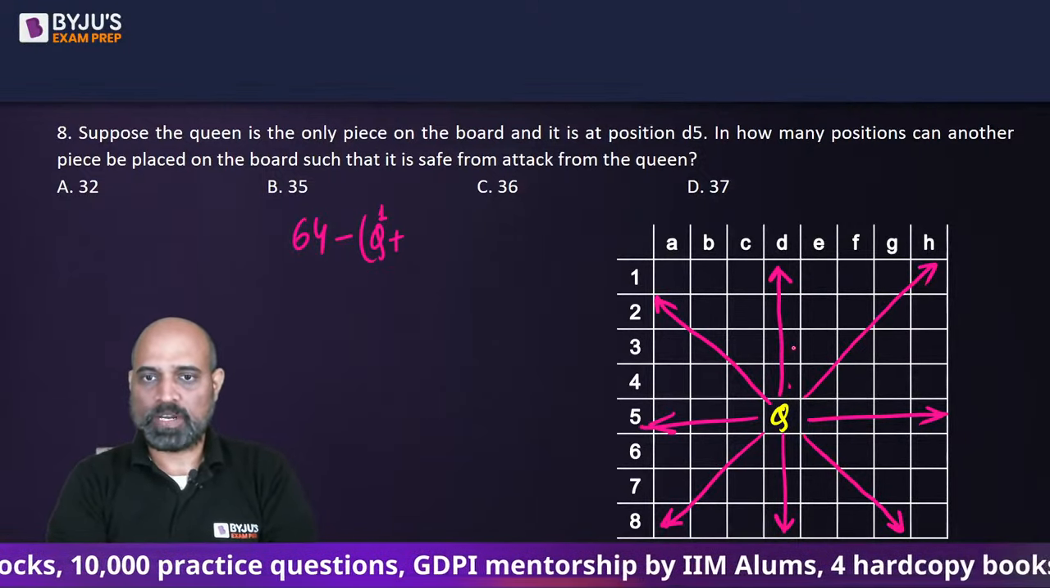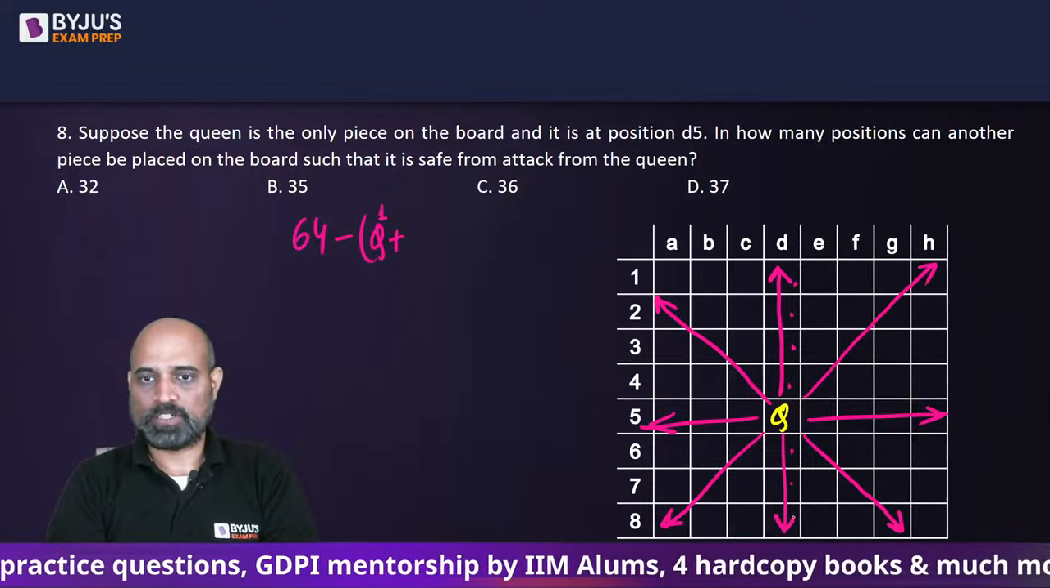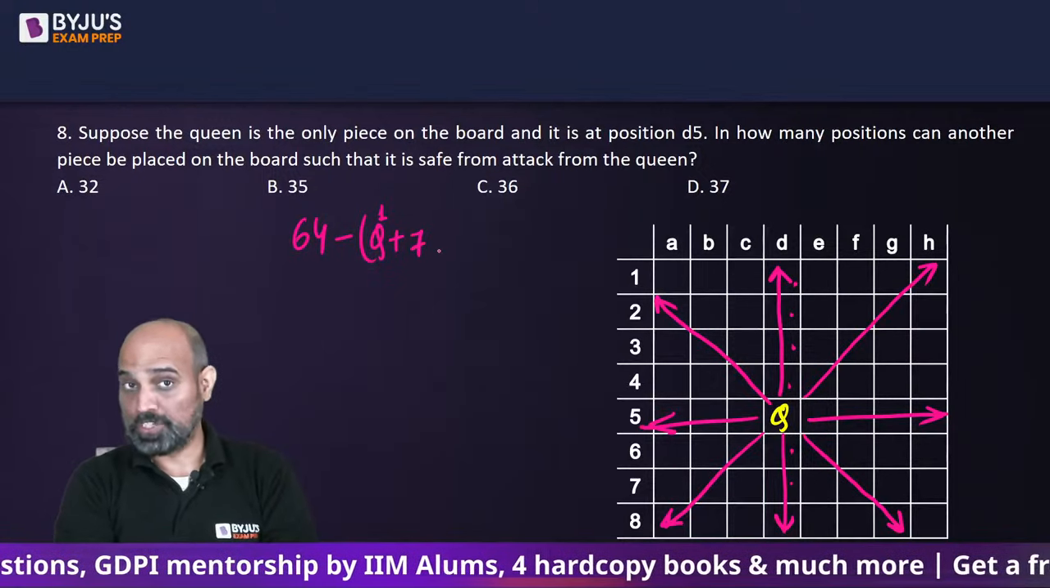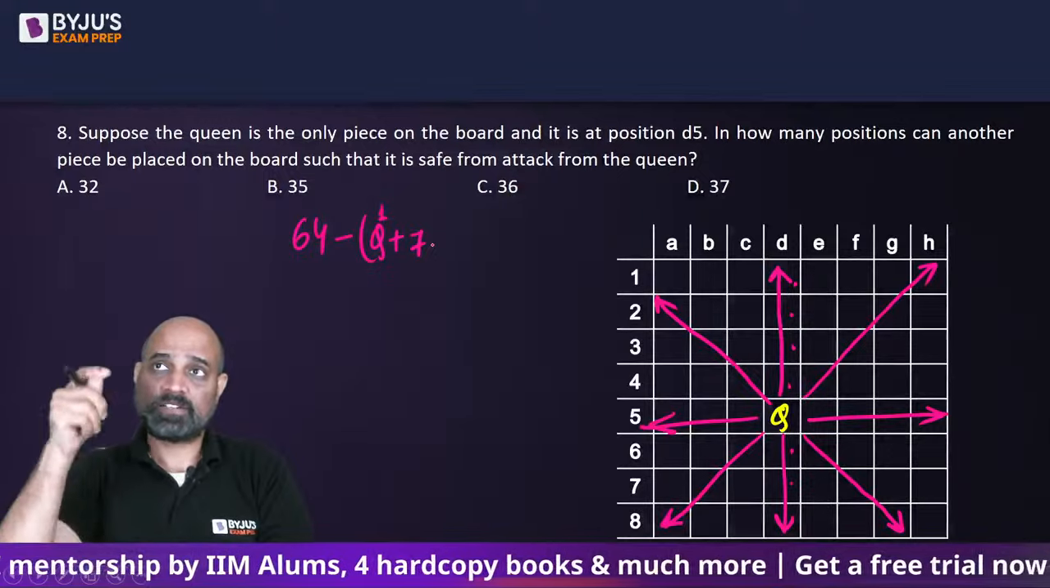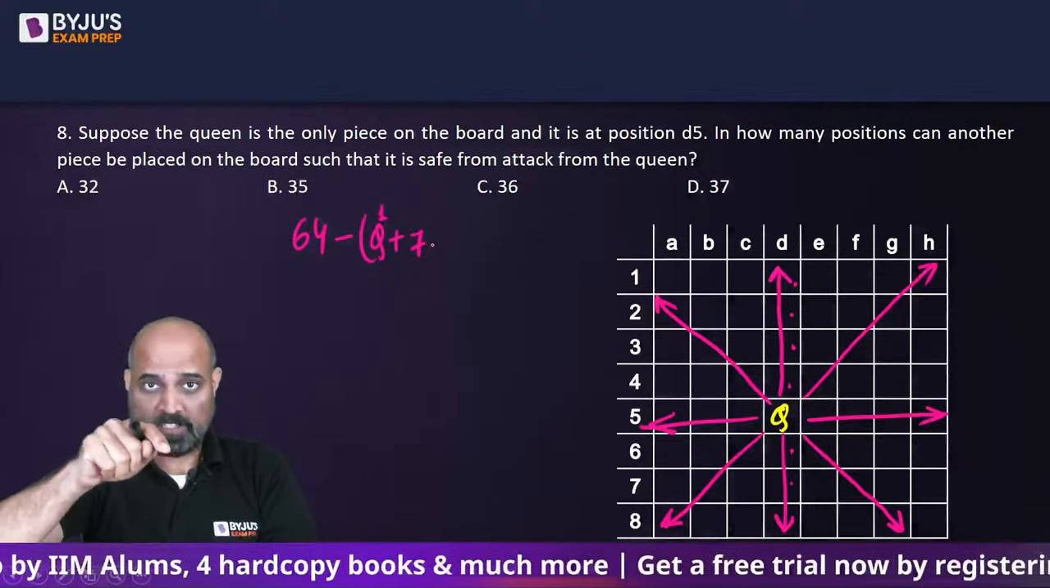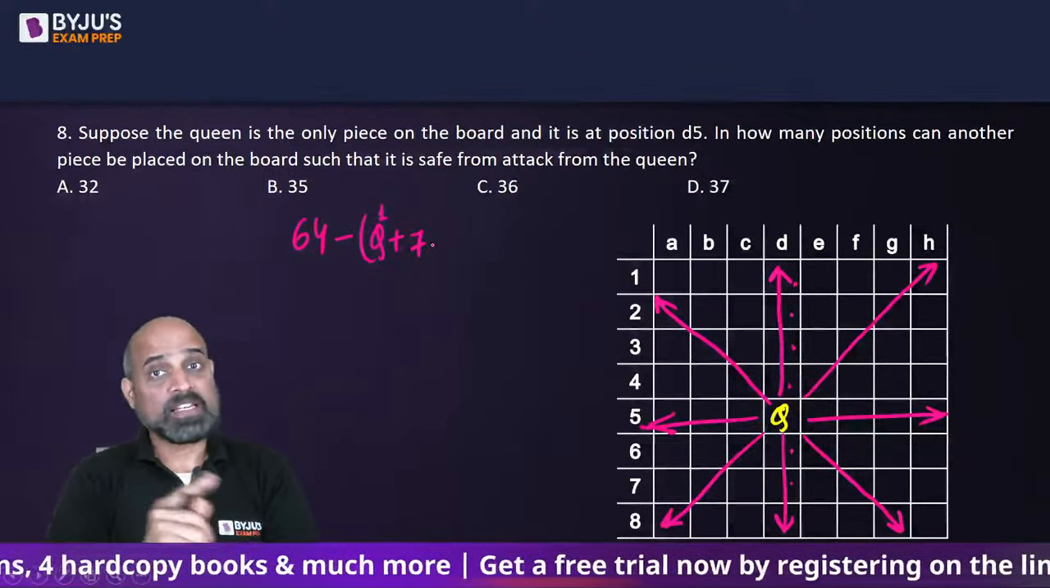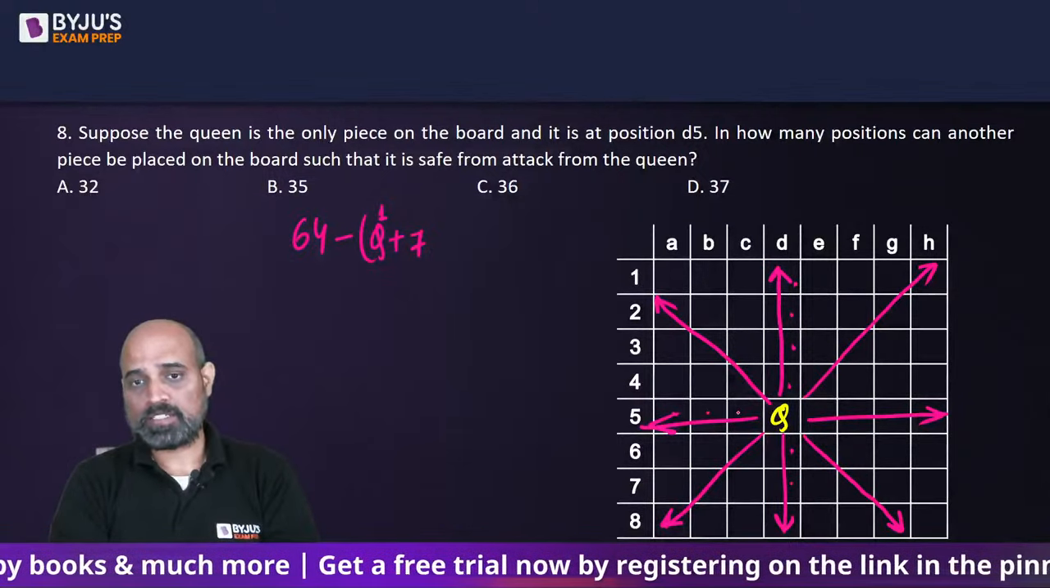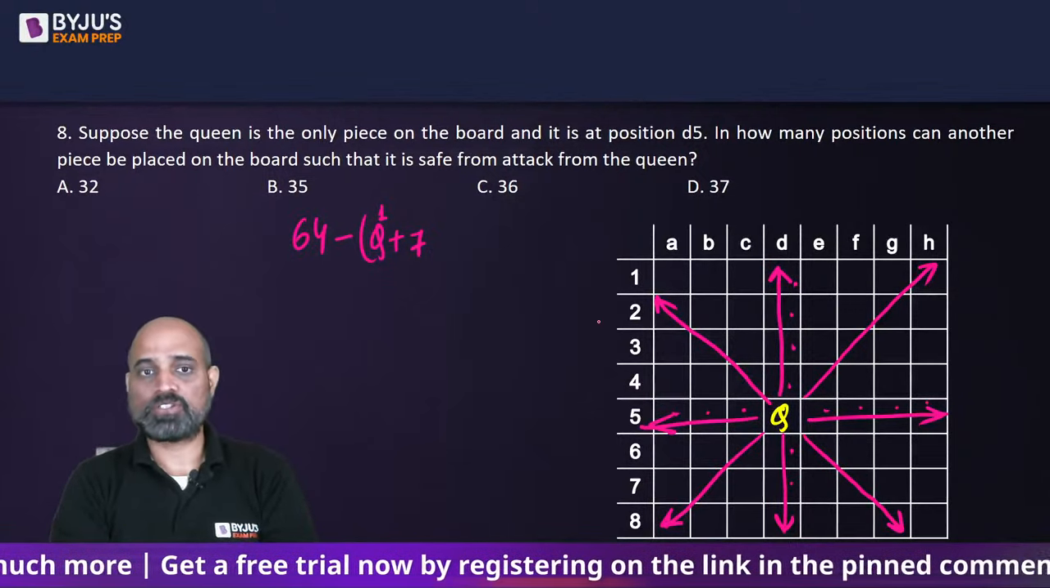Plus we have got 1, 2, 3, 4 above, 1, 2, 3 below, 7. Obviously 8 cells are there. In one of the cells the queen is placed. So you will have 7 left. Same is true for the row wise. 3 here and 4 here. This is also going to be 7.